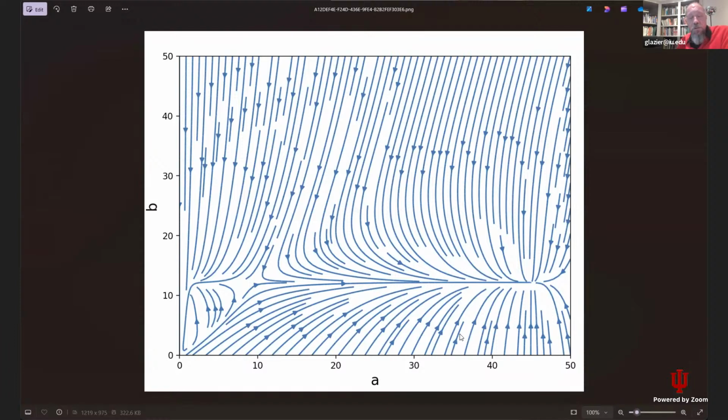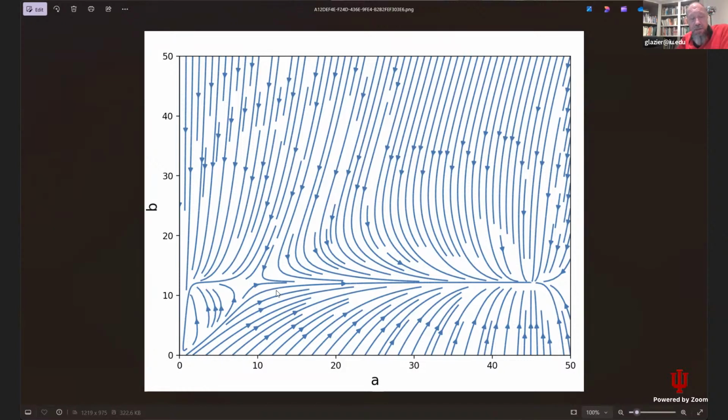And can you explain to me what you see happening here? So the fixed point near A equals 15. Yeah, that's right. And that one is a stable fixed point. All of the lines come into that and stop there.